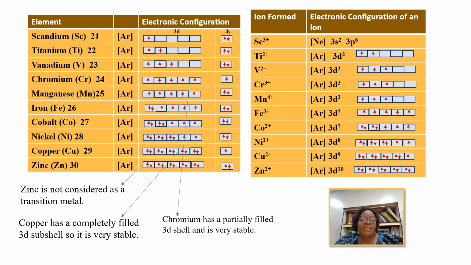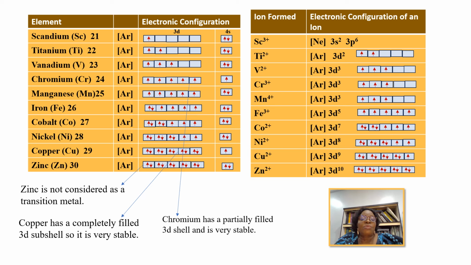If we look at zinc now, atomic number 30, we will observe that zinc has all the d subshell filled, and the 4s shell is also filled. Another interesting element in this transition series is chromium.